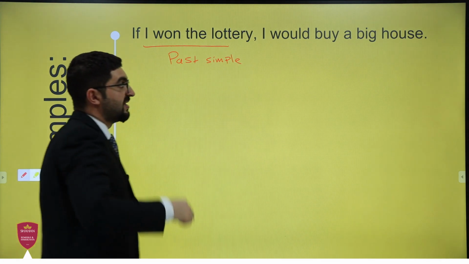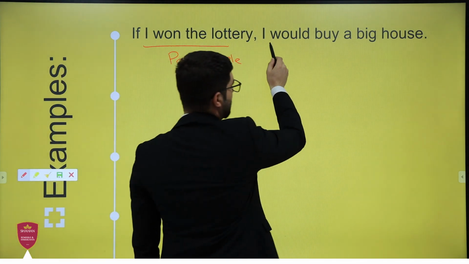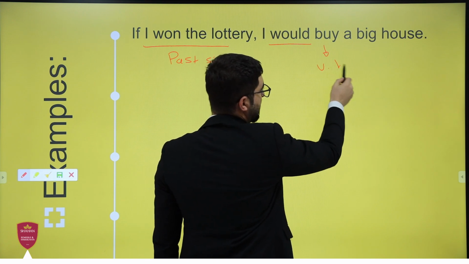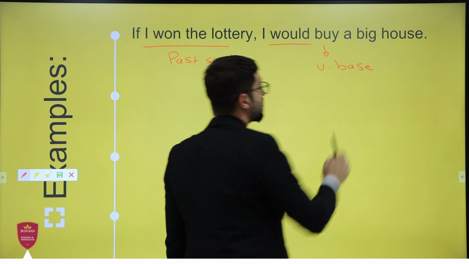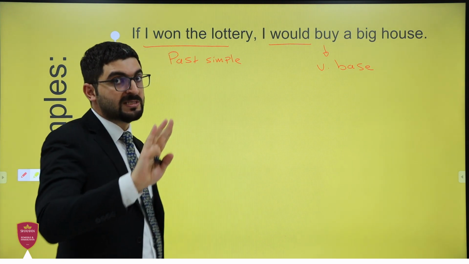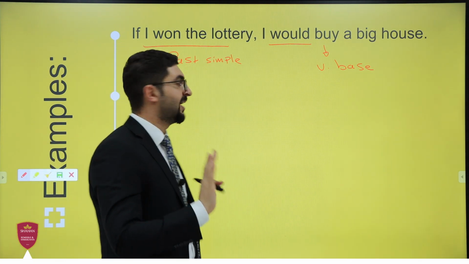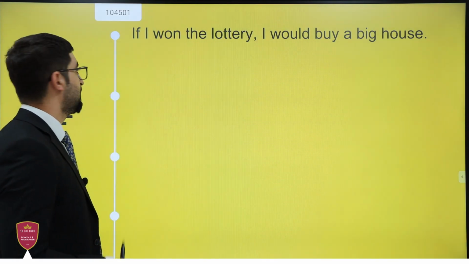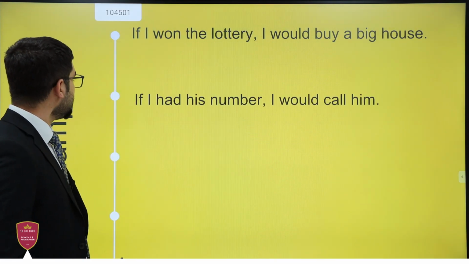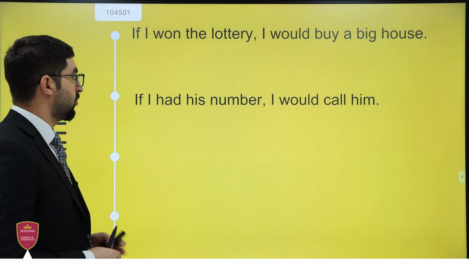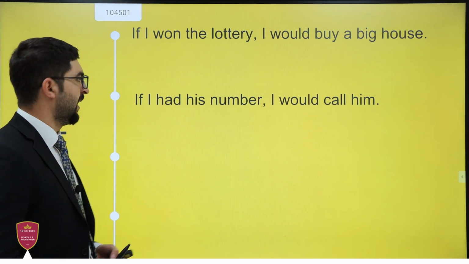Past simple, but the second part is what? Would plus what? Verb base. So the verb is base. We don't need to add s, ed or ing at all, okay? So this is called verb base or infinitive. The second sentence: if I had this number or his number, I would call him.